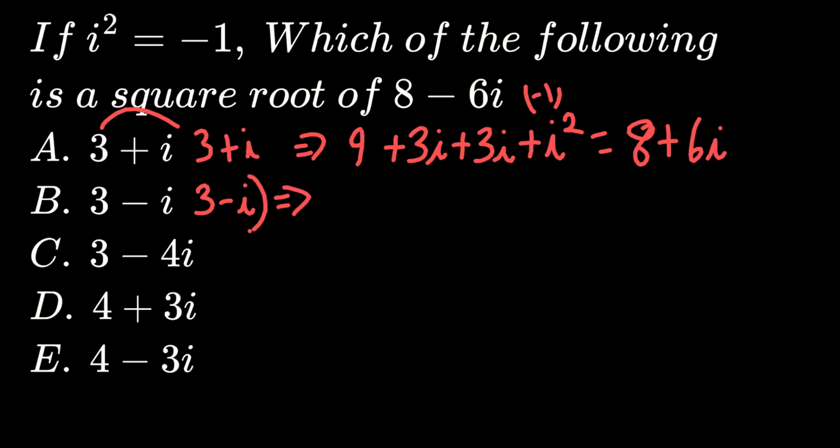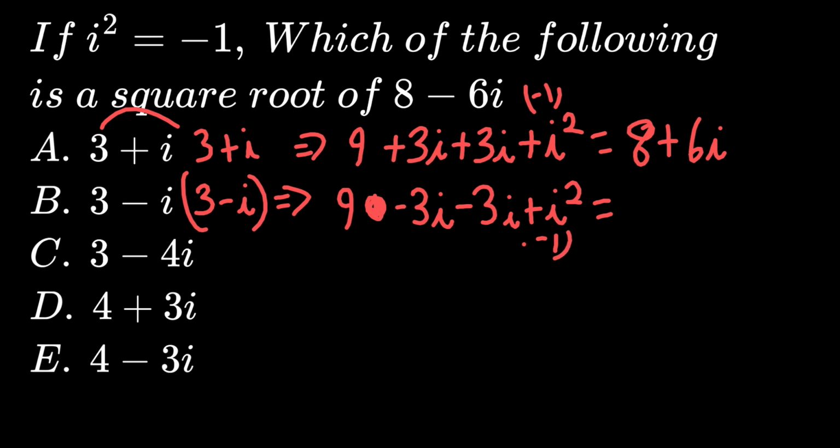If we multiply it by 3 minus i, so when we do our first terms, that's 9. Our outer terms, that's a minus 3i. Then we multiply our inner terms, negative i times 3, that'll be negative 3i, and then negative i times negative i will give me a plus i squared, giving me this negative 1 once again for the i squared, which will be 8 minus 6i. And we got lucky that it was the second one.